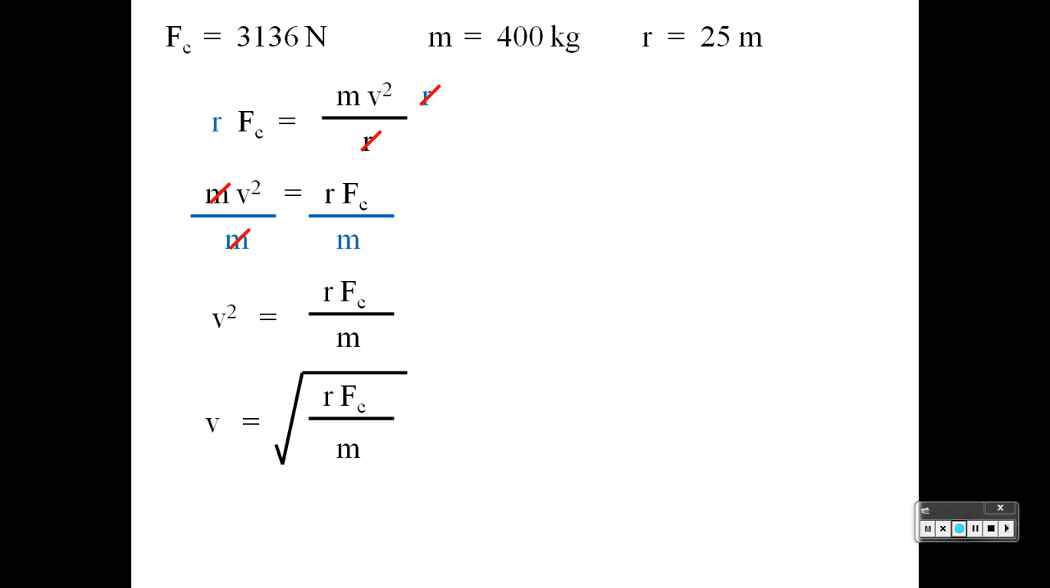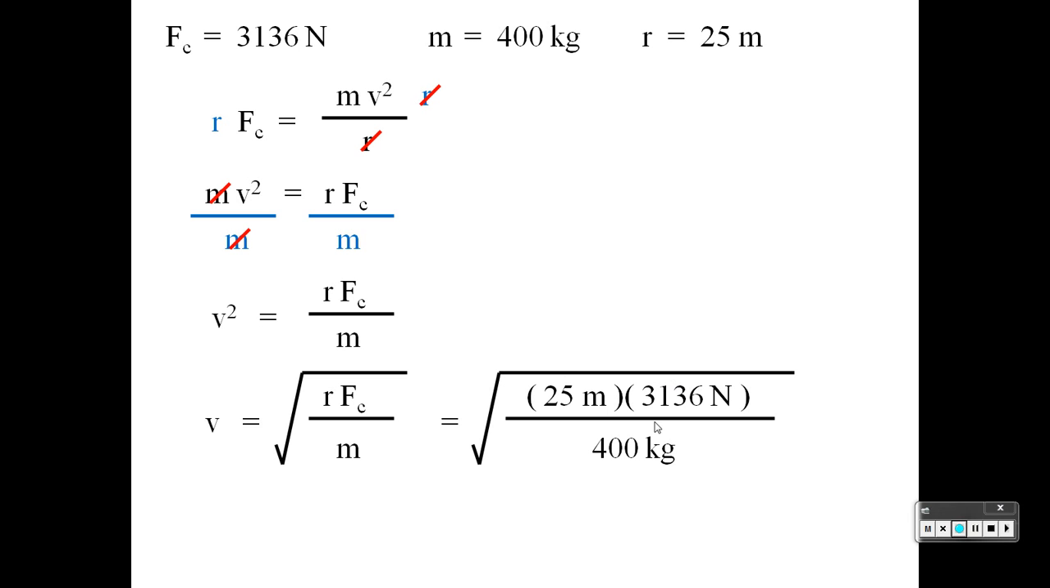Inserting our numbers. Pause, pick up your calculator, and the answer is 14 meters per second. So the motorcycle and rider can go 14 meters per second. That's the maximum speed that the vehicle can go, and still successfully negotiate that curve.